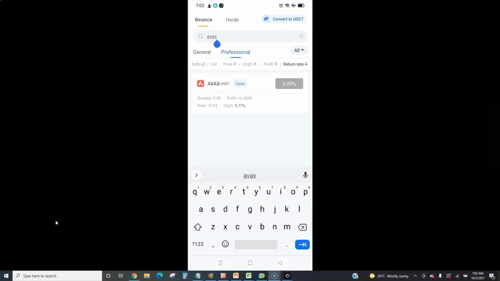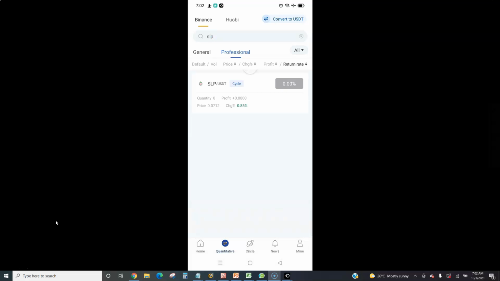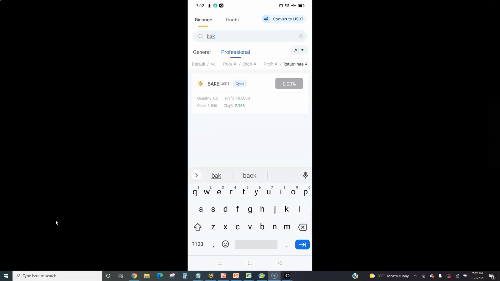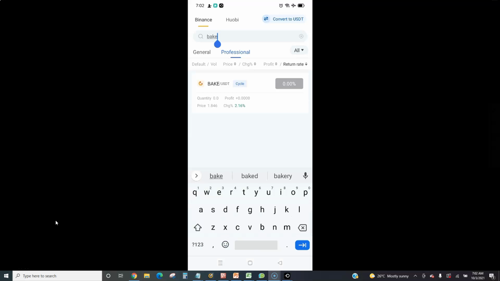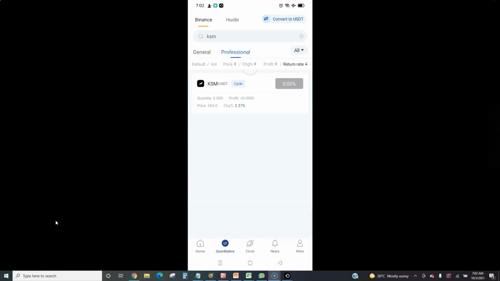We look for SLP. As you can see, SLP is plus 0.85. We can go for it. And we look for BAKE. BAKE as well, 2.16, we can go for it. Then we need to look for KSM. KSM is changed 2.37. Can as well go for it.